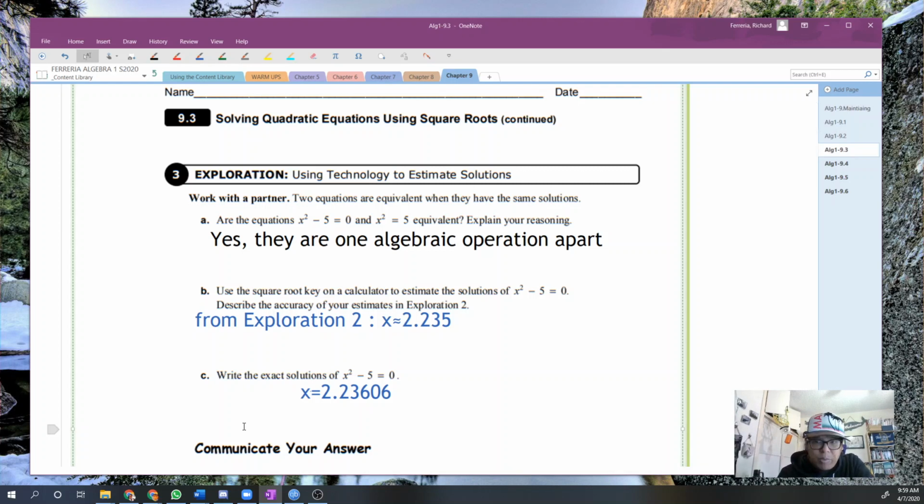This is actually what we're going to be doing today. We're going to be using our calculator to figure out the square root of values to solve these equations. So let's move on to communicate your answer.